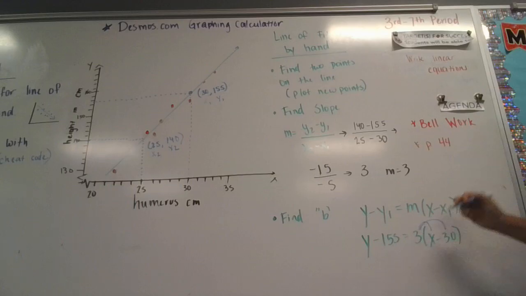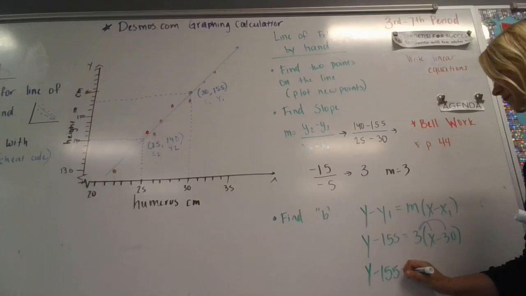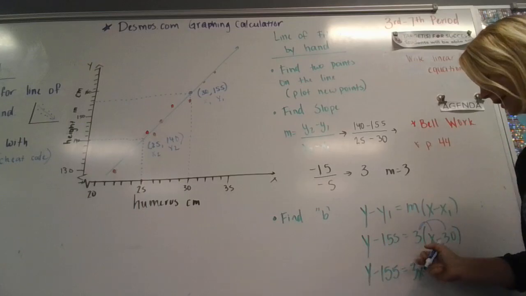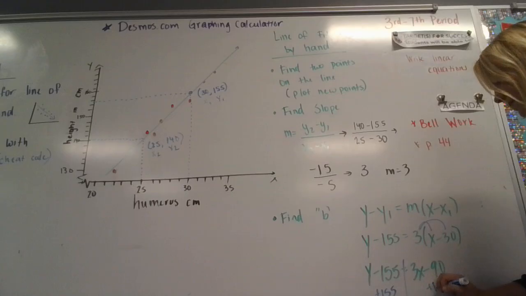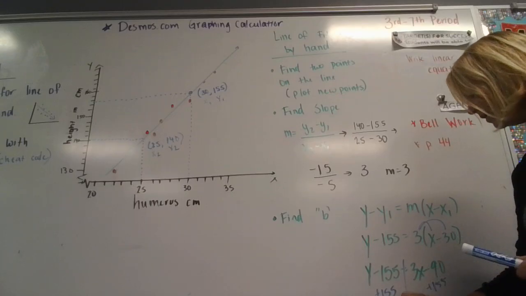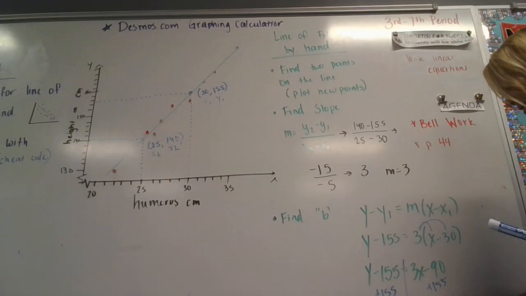Use distributive property. Get your y alone. And this is a pretty good equation. I got y equals 3x plus 65.